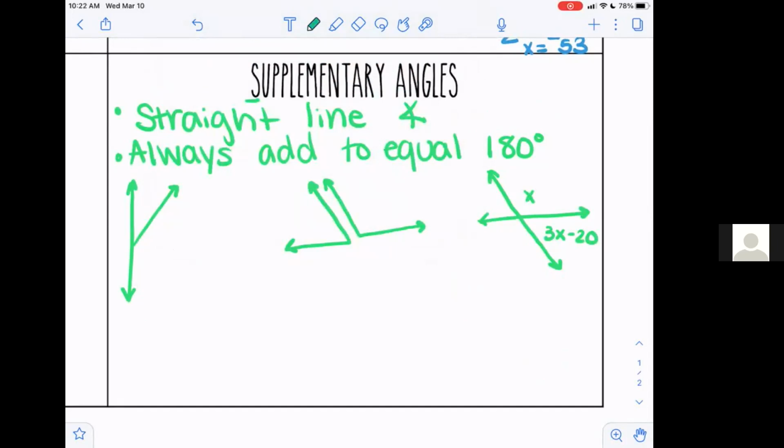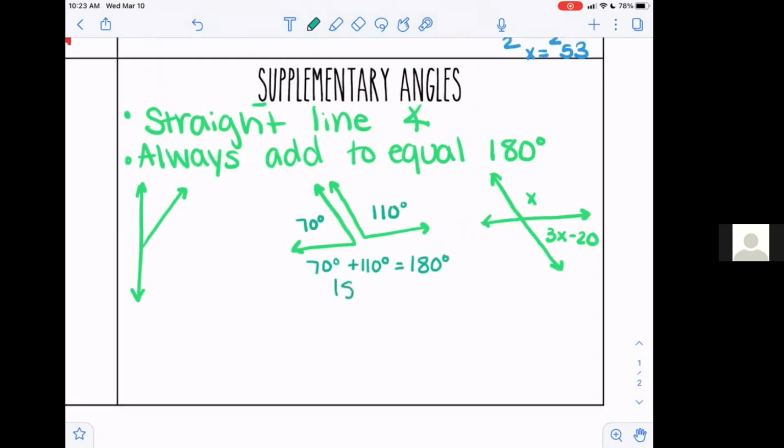So let's start here in the middle. Let's pretend, like I said, though, this angle is 70 degrees and this angle is 110 degrees. How do we know that they are supplementary? How do we know for sure that they make a straight line? Well, we can say the 70-degree angle plus the 110-degree angle add to equal 180 degrees. Because the two of them add to equal 180 degrees, we know that this is in fact a supplementary pair.